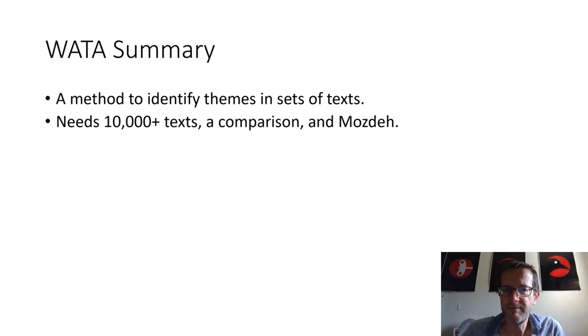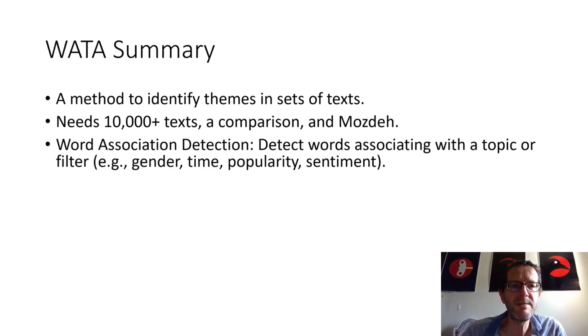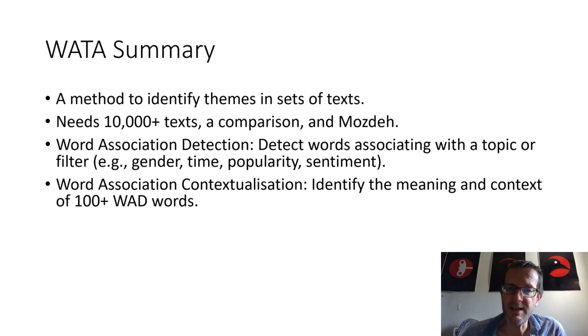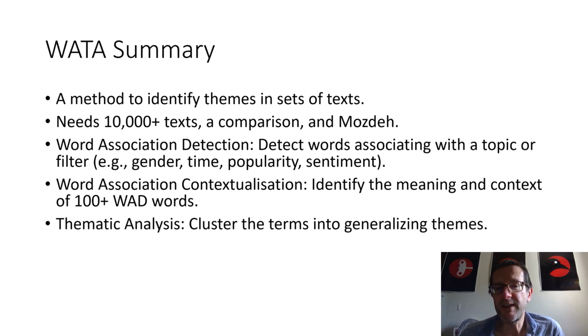So you need lots of text, an idea for a comparison, and we saw lots of different ones like gender, time, popularity, and you need Mojde for the terms. WATA starts with the word association detection, so finding words that associate with a topic or filter, such as gender, time, popularity, sentiment. Mojde does that. Then there's the contextualization stage, where you identify the meaning and context of the words found by Mojde. And then the thematic analysis stage, where you cluster the contextualized words into themes that generalize the contexts.